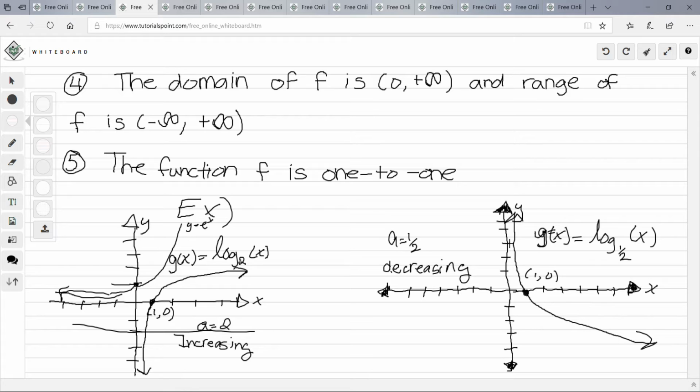It still has the y-axis as a vertical asymptote, VA, and it's still one-to-one, because it still passes the horizontal line test, it only hits it once. The domain is from 0 to positive infinity, as you can see. It gets really close to 0 but never touches, that's why it's parentheses: (0, infinity). And then the range is from negative infinity to infinity. As you can see, it's all real numbers. It'll keep on decreasing and keep on increasing on the y-axis. So that's some of the properties.